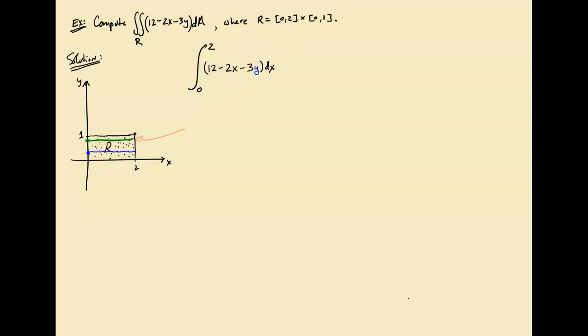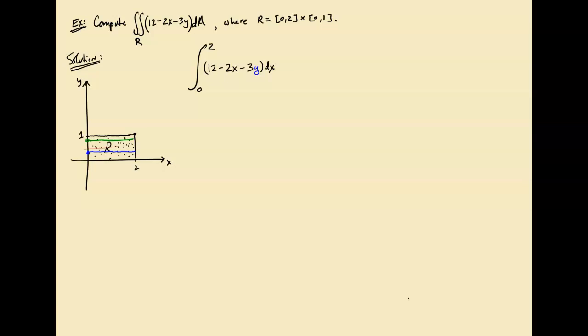y would be whatever that is, maybe 4/5. We'd have a slightly different function that we'd be integrating with respect to x. This term, of course, would now be 12/5, and when we integrate that different function, we'd get a different number at the end. So integrating this function along the blue line and along the green line give us different values.